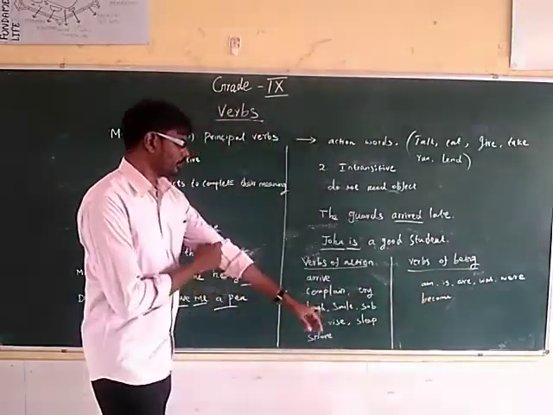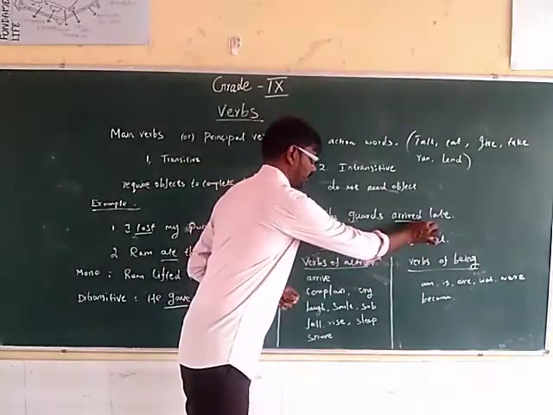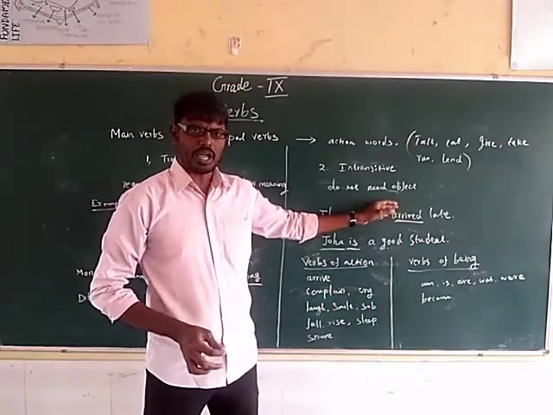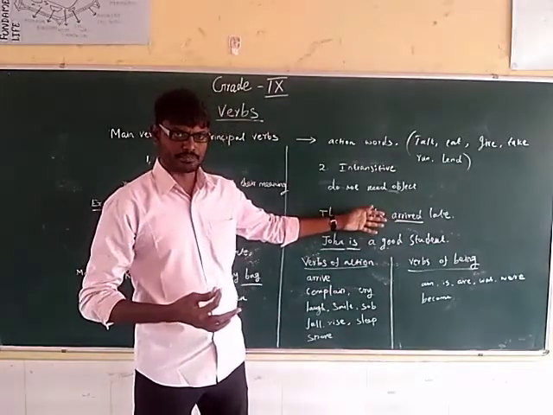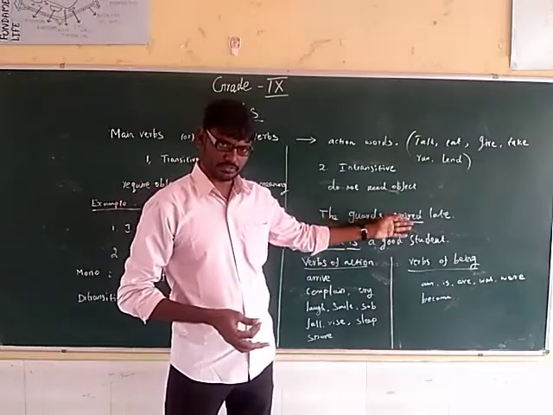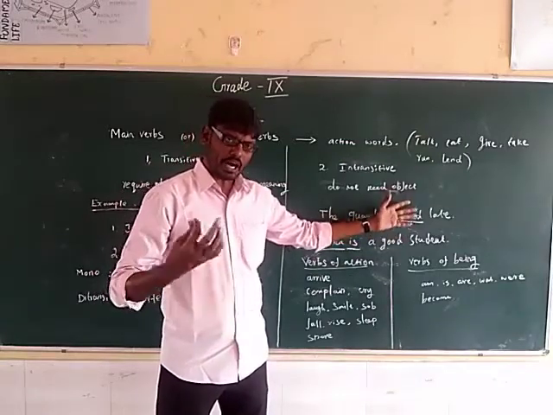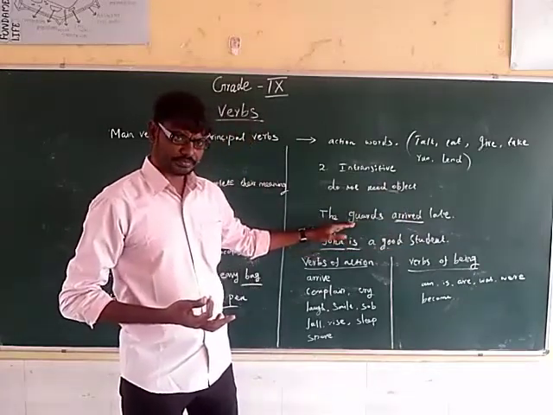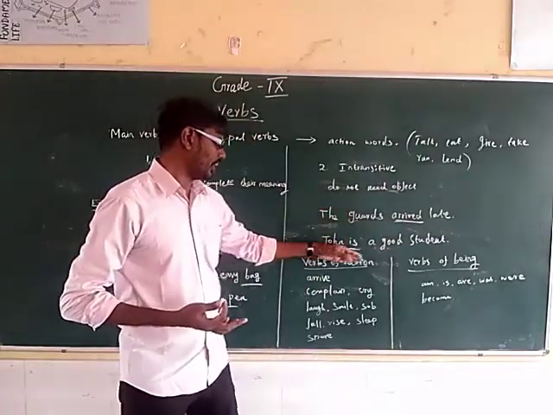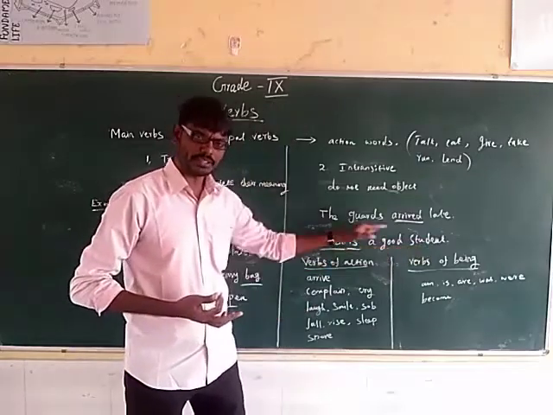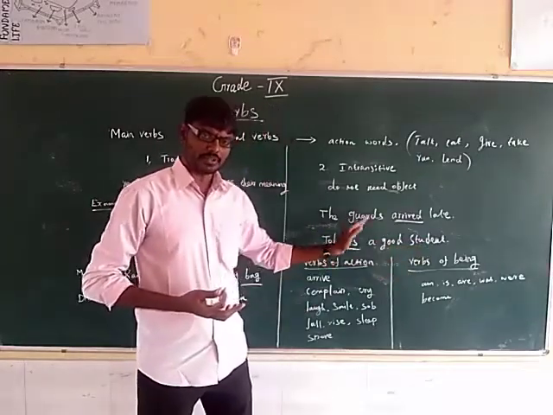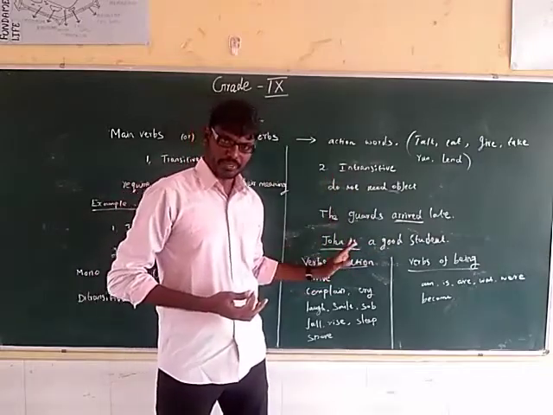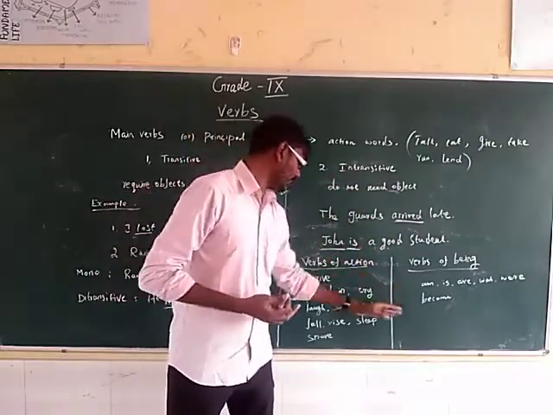Okay. For example, look at the first example: arrive. It gives information about action. This verb arrive gives information about the action. So this is intransitive. Yes, John is a good student. John was a good student. They are good students. Okay. So this is state of being. State of being and then verbs of action.